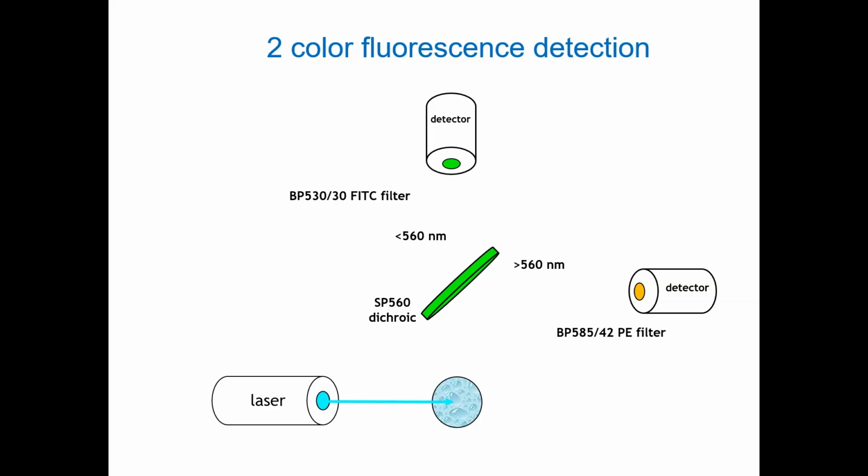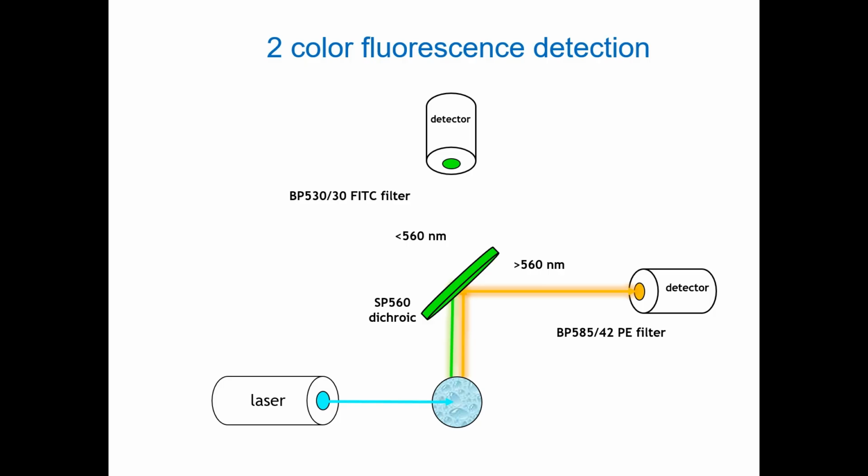Let's look at an example of how these dichroic mirrors and filters are used to separate out and direct the different wavelengths to the light detectors. Here we have a very simple two-color system. The cells are stained with FITC, which emits green, and PE, which emits orange. They pass through the laser, fluoresce, and then the light is collected by a lens at 90 degrees. The first filter they encounter is an SP 560 dichroic, which allows all emission wavelengths that are below 560 through, and directs everything else, that is above 560, to the right, towards the PE detector.